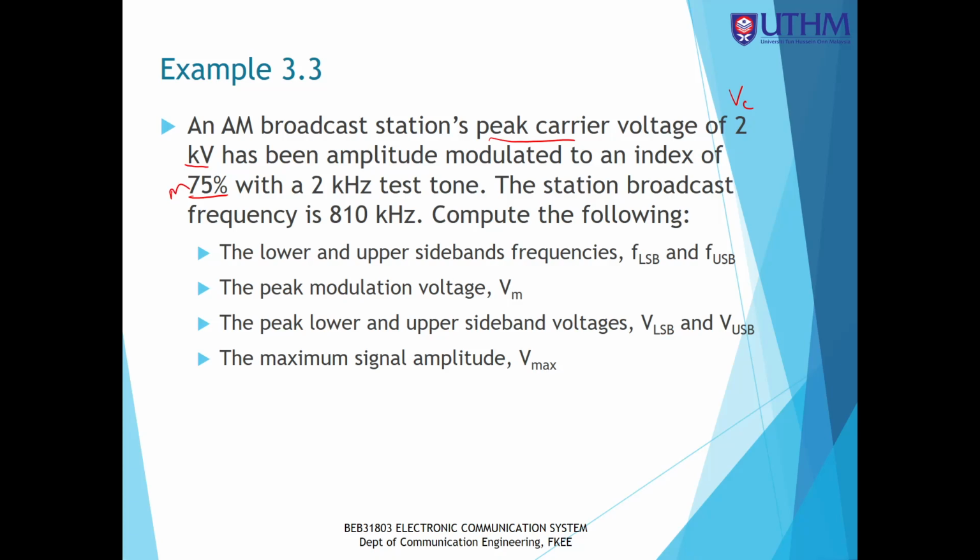So the carrier is amplitude modulated with another signal which has a frequency of 2 kilohertz test tone. So the carrier is modulated with test tone. So this test tone is actually the input. So 2 kilohertz is actually referring to the message frequency. The station broadcast frequency is 810 kilohertz. Compute the following. So what is broadcast frequency? Broadcast frequency is the radio frequency that you transmit into the medium, which is referring to the carrier frequency.